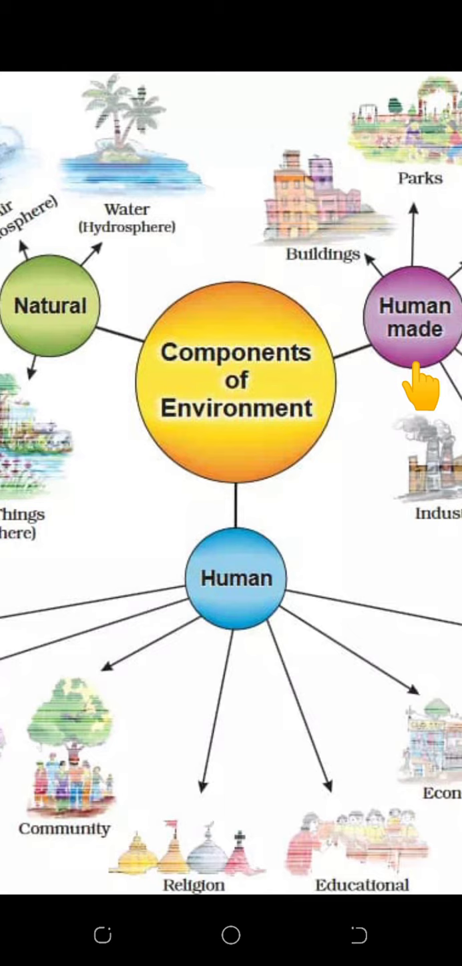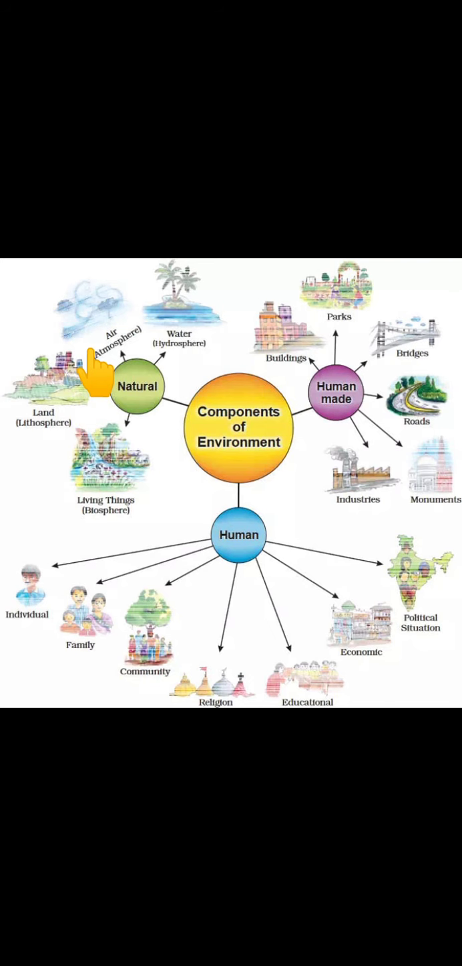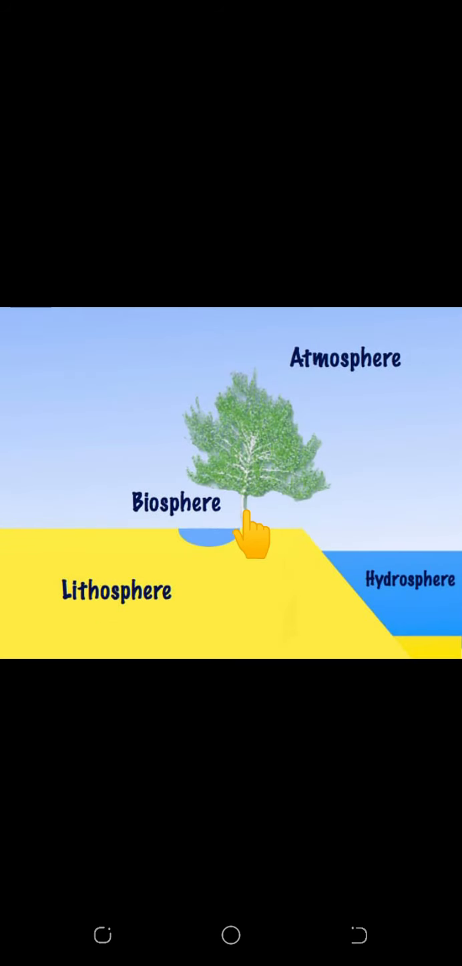Let us first consider the natural component of environment. As we have discussed earlier, the natural environment includes both living and non-living things. Among the non-living elements come land or lithosphere, air or atmosphere, and water or hydrosphere. Let us learn some facts about these domains.